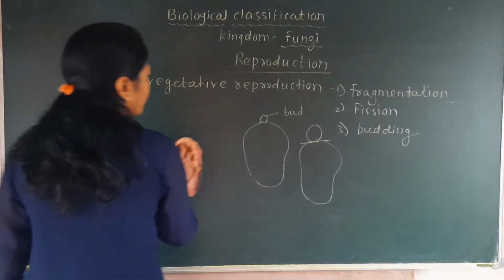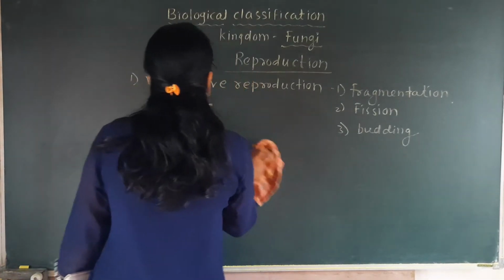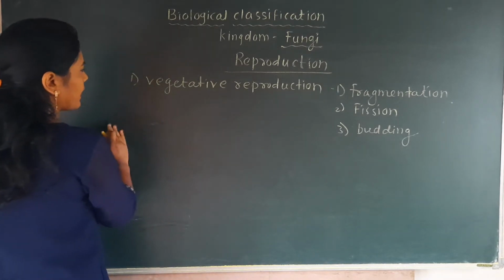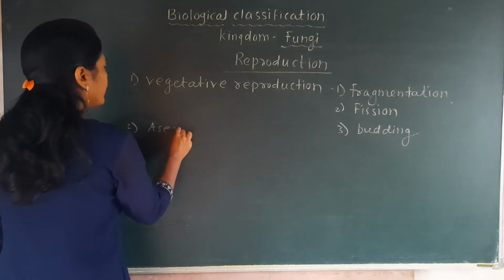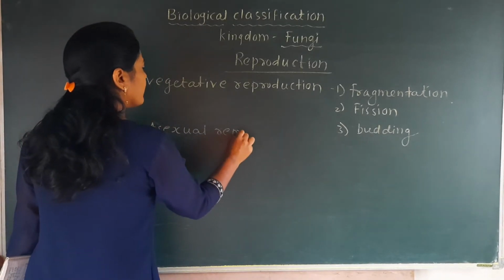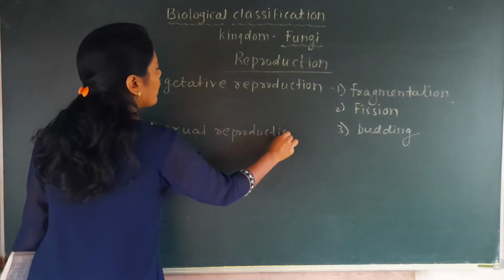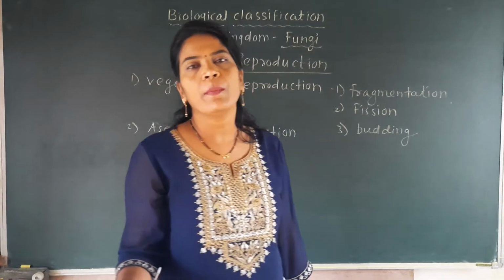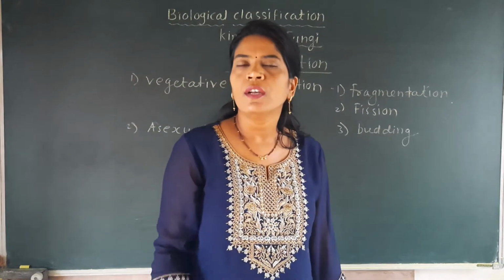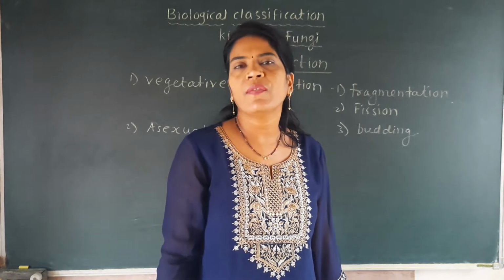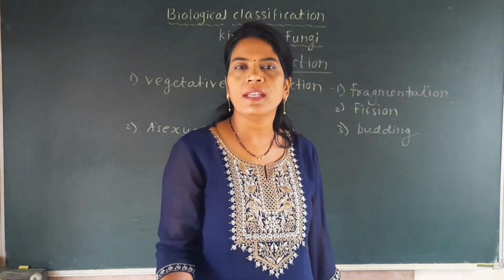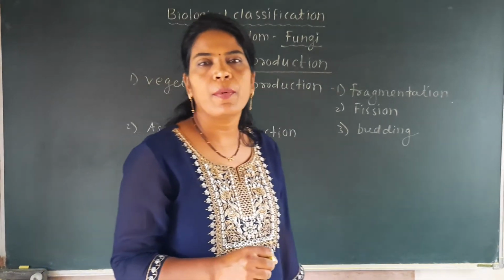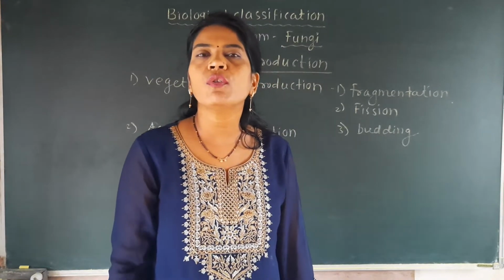Then the second method of reproduction is asexual reproduction. Asexual reproduction means, as we know, that there is involvement of only one fungal body, either male or female, but only one fungus is involved there. There is no involvement of both male and female fungi. And generally you will find that asexual reproduction takes place by formation of spores.